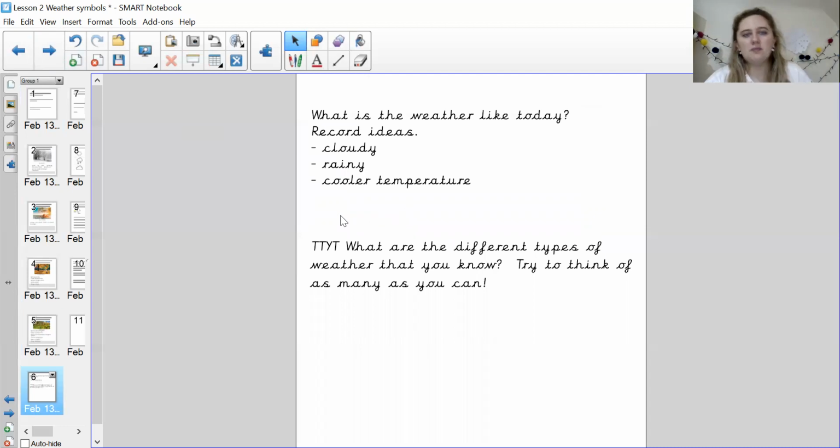So, what I would like you to do is write down what the weather is like today. So if it's rainy, you could write rainy. If it's cloudy, you could write cloudy. If it's warm, you could write warm. If it's cool, you could write cool. What I'd like you to do is look outside, go outside, write down some ideas about what the weather is like today. Pause me and do that now, okay?